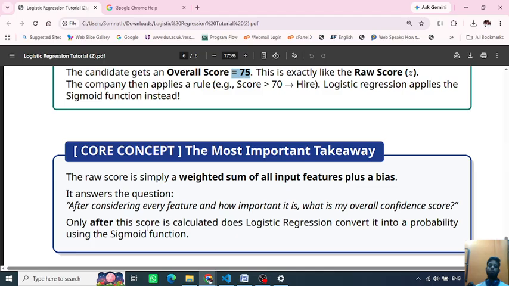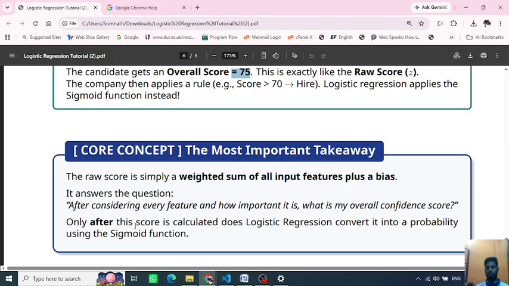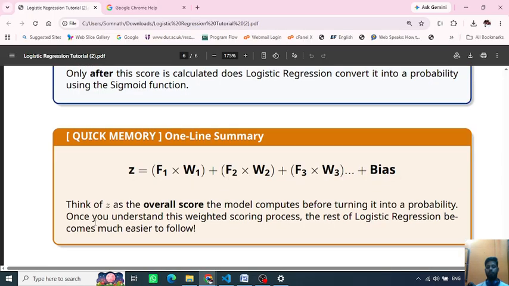Finally, the raw score is simply a weighted sum of all input features plus a bias. It answers the question: after considering every feature and how important it is, what is my overall confidence score? Only after this score is calculated does logistic regression convert it to a probability using the sigmoid function. So this is the actual equation for finding the Z value or raw value.